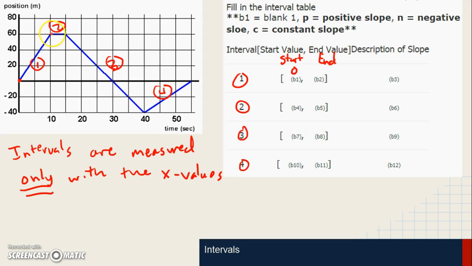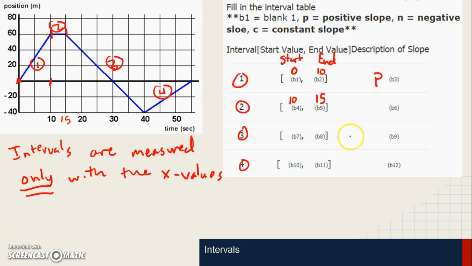Well, when does it change? It changes right here. What is that x value? That x value looks like it's 10. So we know that from 0 to 10, this line right here has a positive slope. So we go ahead and put a P right there. For the second line, we know that it starts where the first line left off. So it starts at 10. And we know that it's going to end between 10 and 20. So we're going to assume that this is 15. So we know that it ends at 15.